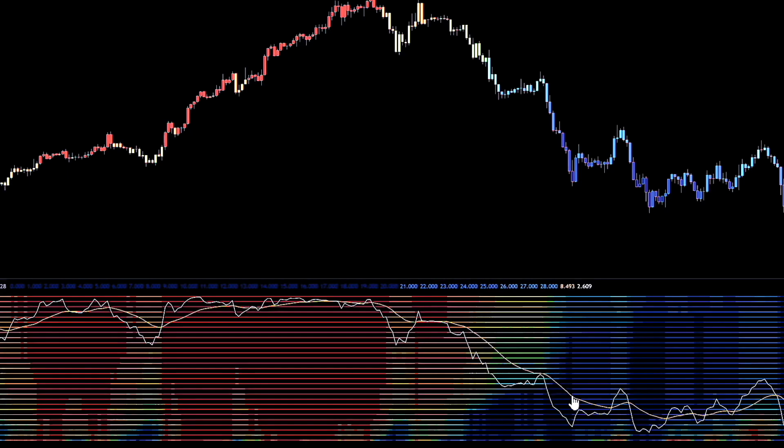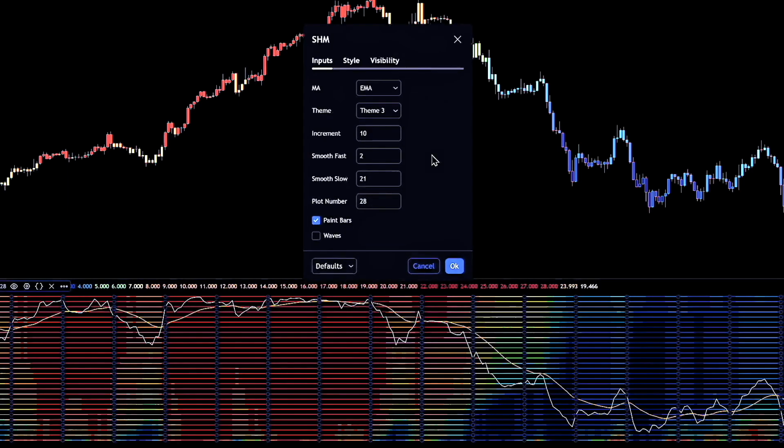To tweak the smoothing for these lines, go into indicator settings. You'll see options for the fast oscillator line and the slow orange line. At the top, there's a setting to smooth out the oscillators themselves. By default, it uses the EMA, but you can pick other options.